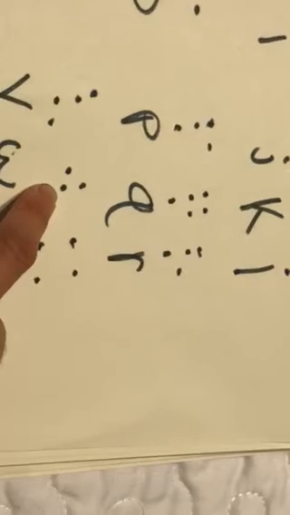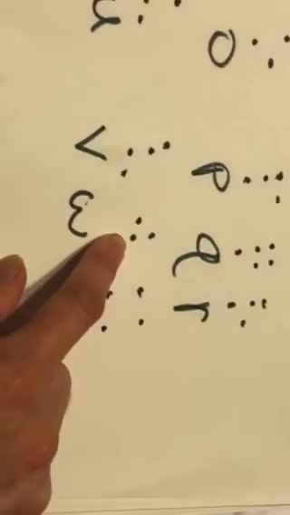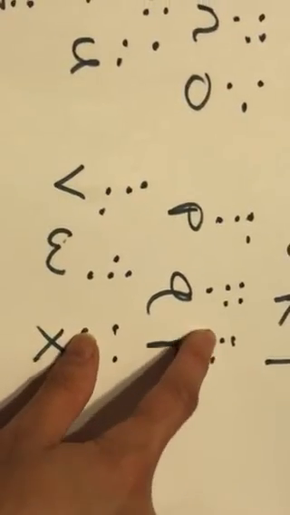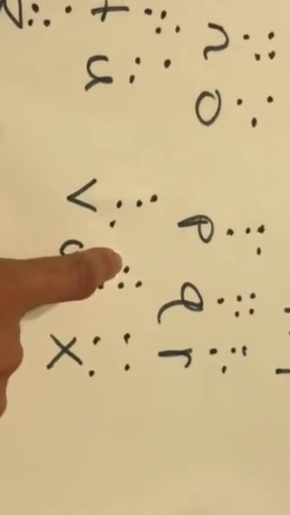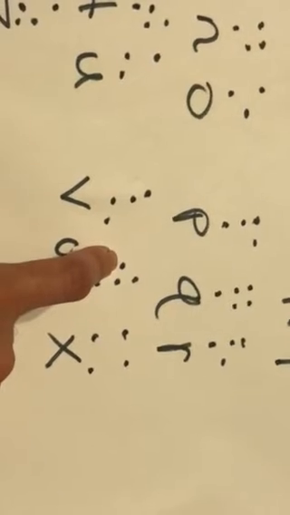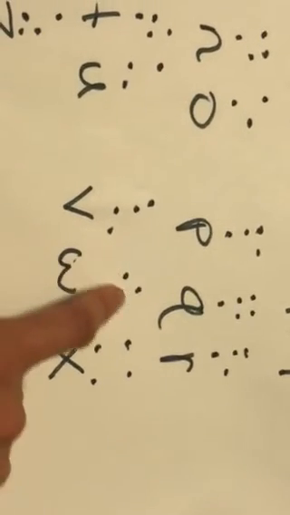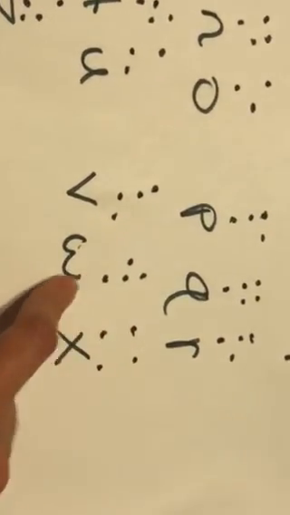W, which is a reversed R. Remember R was 1, 2, 3, and 5? It's the opposite. Since the 5 is here, you would use the 2. So you start from the left-hand side, you use 2, and you go 2, 4, 5, and 6.